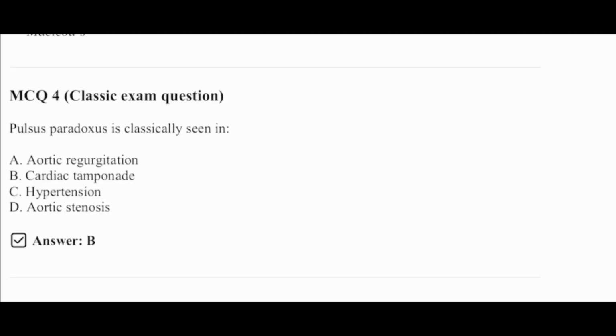So now we take one MCQ. Pulsus paradoxus is classically seen in. The answer is obvious, it is cardiac tamponade. You can sometimes get it in COPD exacerbation also, but the classical condition is cardiac tamponade.